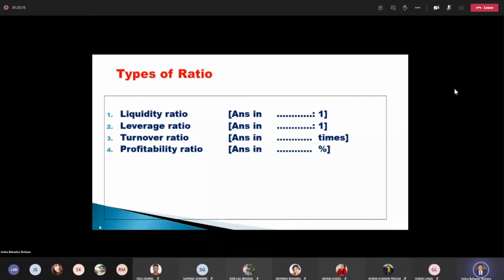So liquidity ratio is calculated to measure the liquidity, the short-term liability payment capacity of the company, or the current liabilities and current assets position. Can the company make the payment of its current liability by its current assets or not, that will be judged by the liquidity ratio.